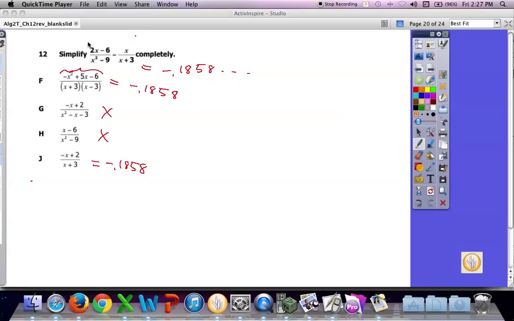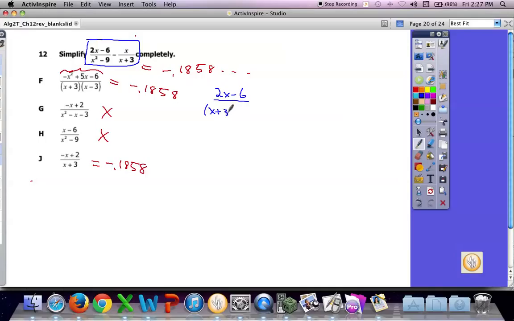Okay, how is it that we're supposed to add or subtract rational expressions? What's the first step? Factor the denominators, right? So in this case, it would be 2x minus 6 divided by x plus 3 times x minus 3, minus, and this next one doesn't have anything to factor in the denominator. So x over x minus 3. No, that's an x plus 3.